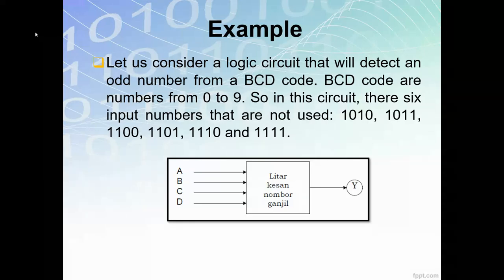Remember your binary code decimal, they have only numbers 0 to 9. So in this circuit, they have 6 input combinations which are not used. Contohnya BCD, binary code decimal ni dia antara 0 hingga 9 saja. Dia punya input only 4 bit, 0000 sampai 1001. Untuk 10 ke atas dia tak ada.